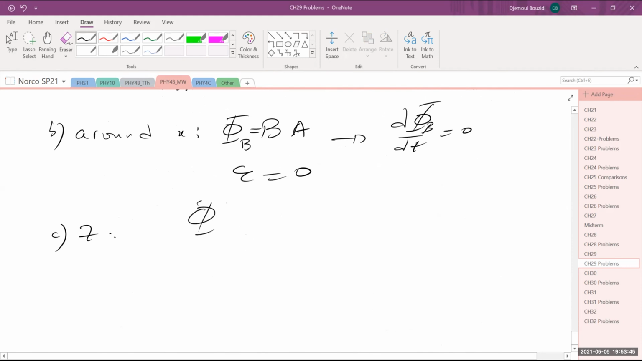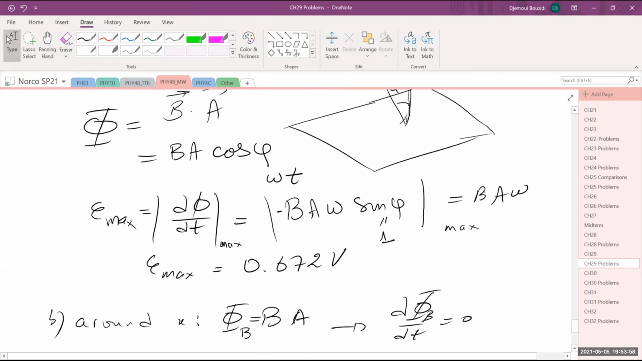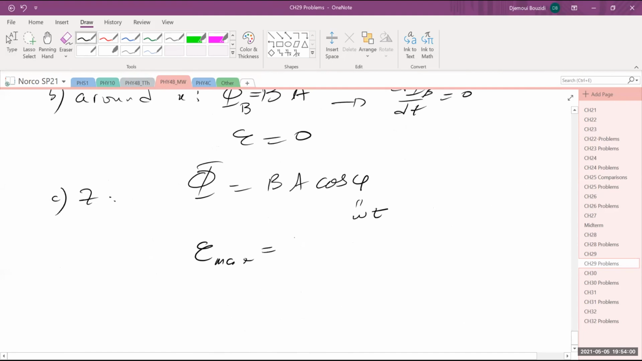So the flux is still given by BA times cosine of phi, where phi is omega t, and the same value of the EMF max applies as before, which is just BA omega. The good thing about this problem is they didn't ask us to find any direction whatsoever. If they did, then we would have to worry about that. So 0.672 volts.